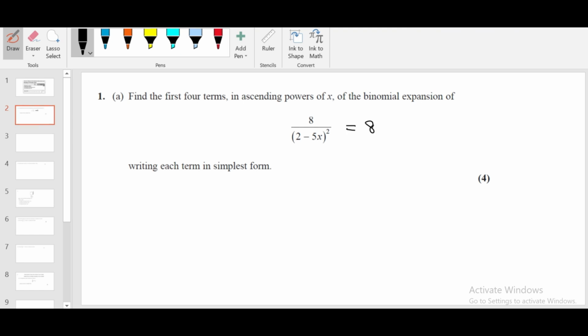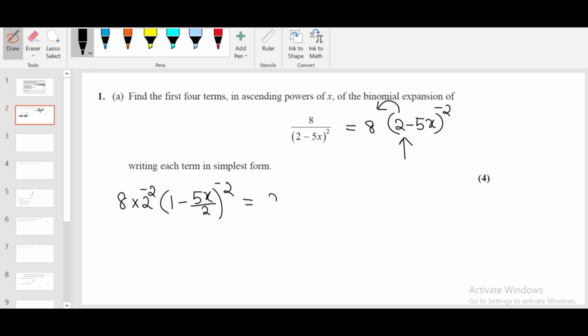So first we write it as 8 times (2 minus 5x) to the power 2. To apply the binomial expansion, the first term has to be 1. You cannot have any other number there. So take this number as a common factor out. When you take it out, it will come out with the power. Inside the bracket, you will have 1 minus 5x over 2 if you take 2 as a common factor. So it should be power minus 2, not positive 2. 2 power minus 2 is 1 over 4. So 8 times 1 over 4 is 2 times (1 minus 5x over 2) to the power minus 2.